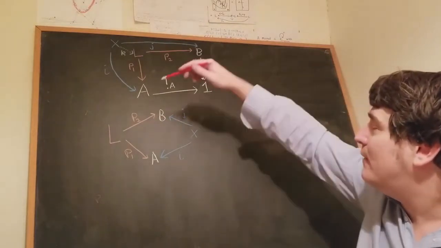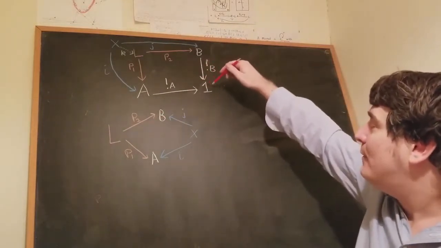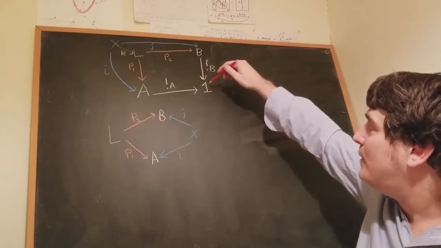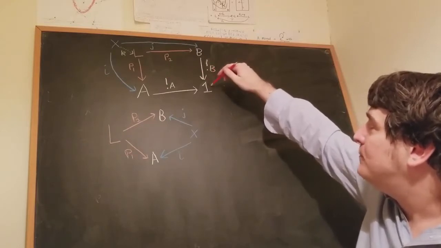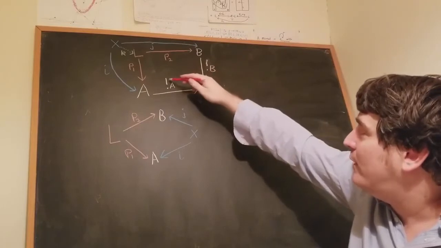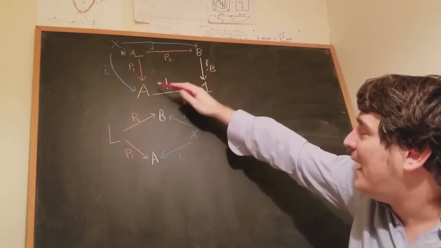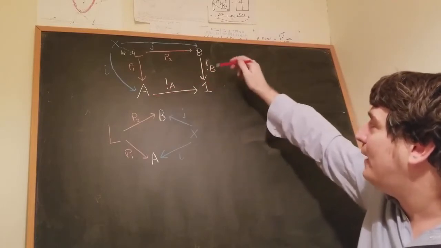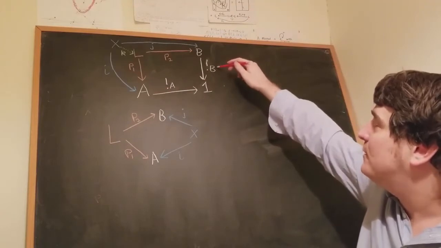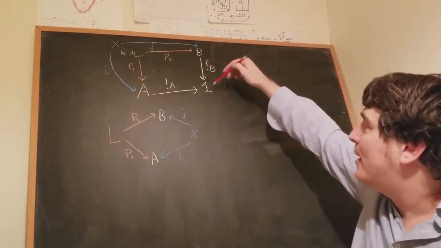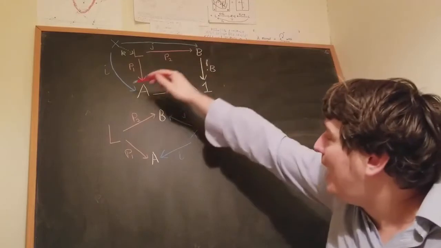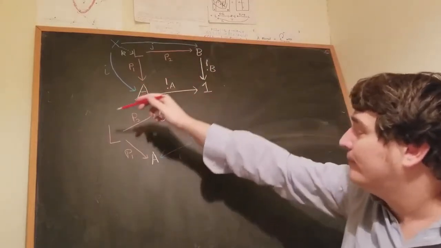Well, the basic idea is pretty simple. If we have a terminal object, we can just put the terminal object there and consider this arrow, exclamation mark A, from A to the terminal object, and this one, exclamation mark B, from B to the terminal object, and we have this corner here.